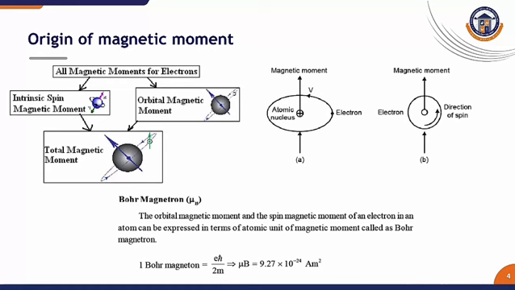And then Bohr magneton. The total magnetic moment of an atom is the vector sum of these two contributions. A fundamental unit of magnetic moment is called the Bohr magneton. One Bohr magneton is eħ divided by 2m. The value is 9.27 × 10^-24 ampere meter square. If the electrons are paired, their opposite spins cancel each other's magnetic effect, but if unpaired electrons exist, a net magnetic moment arises.